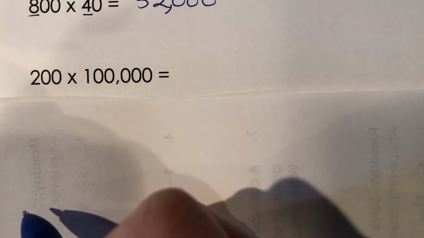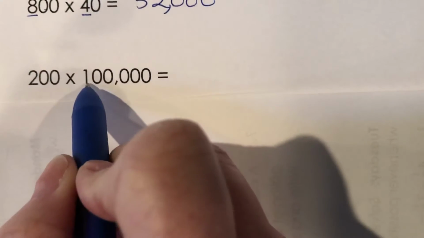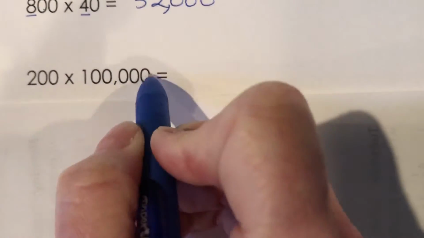I have 200 times 100,000. Go ahead and solve that one out and press play when you're ready. All right, a couple different ways to look at this. You could do 200 times 1 and then put 5 zeros after that. Or you could do 2 times 1 and put 1, 2, 3, 4, 5, 6, 7 zeros after it. Either one will work. So I'm just going to do 200 times 1.